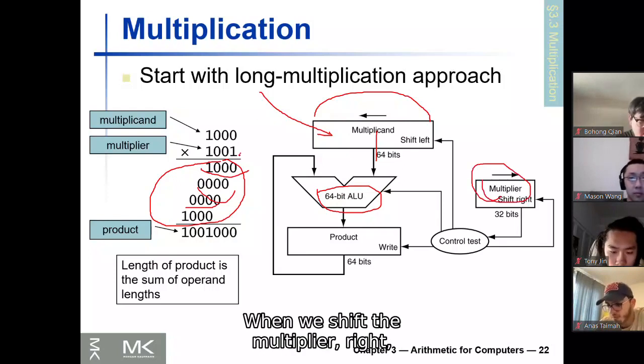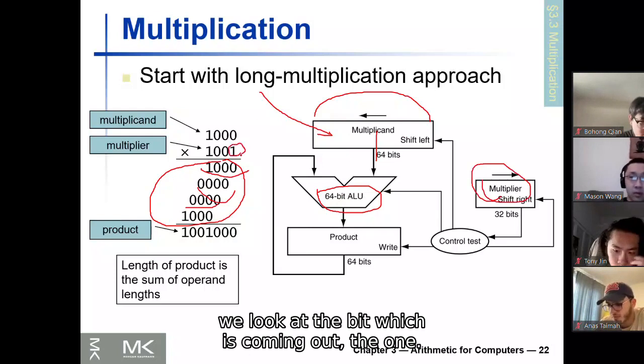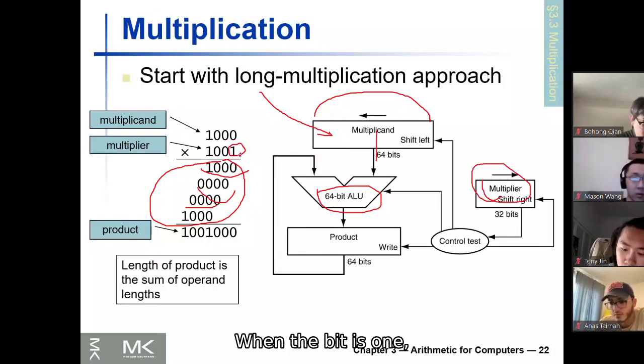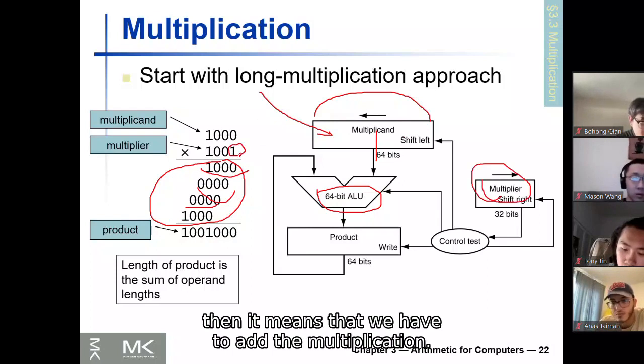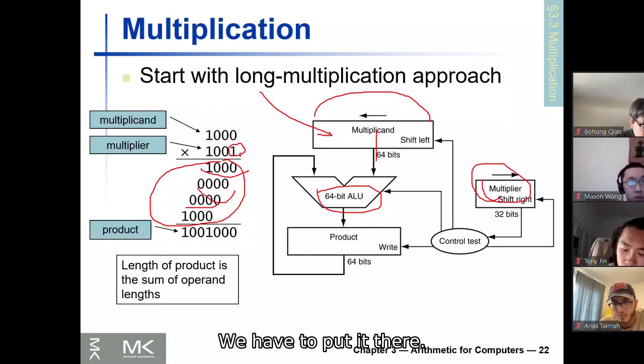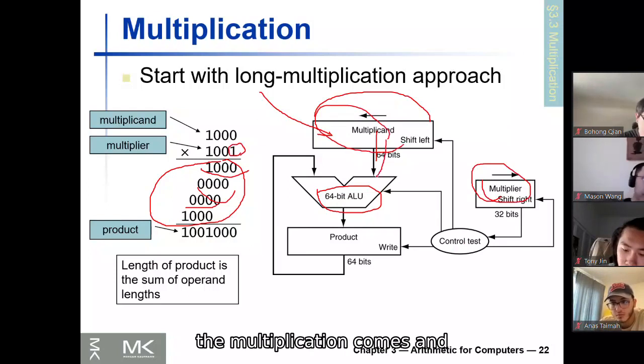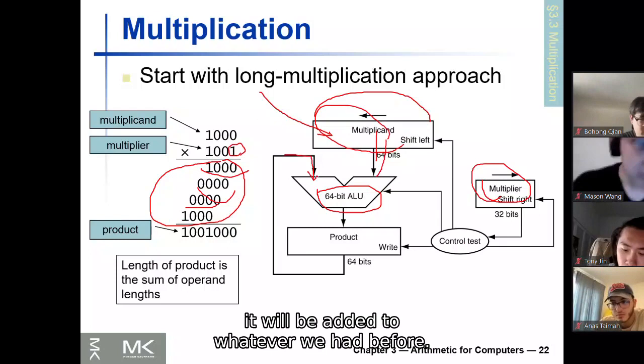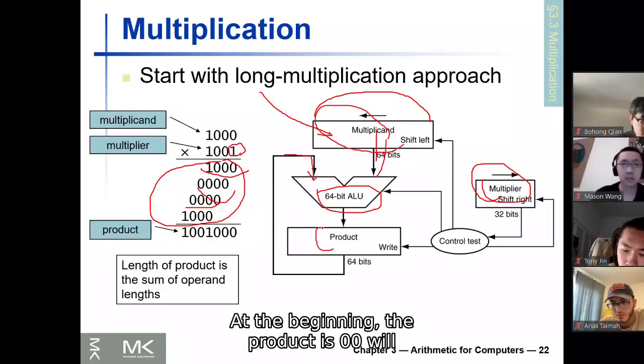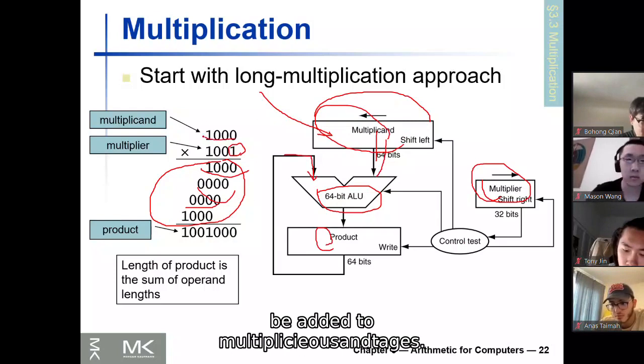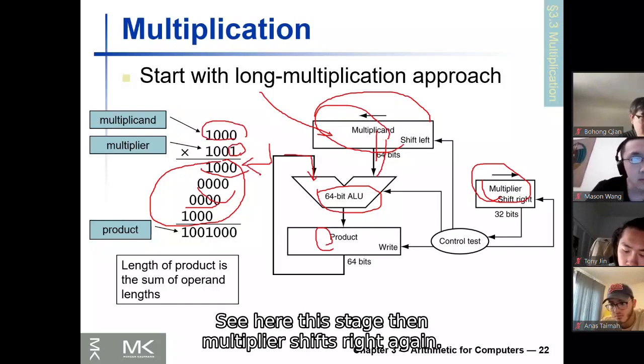When we shift the multiplier right, we look at the bit which is coming out. The bit is 1. When the bit is 1, it means that we have to add the multiplicand. We have to put it there. So when this is 1, the multiplicand comes and it will be added to whatever we had before. At the beginning, the product is 0, so 0 will be added to the multiplicand, which is 1000. So this is this stage, as you see here.